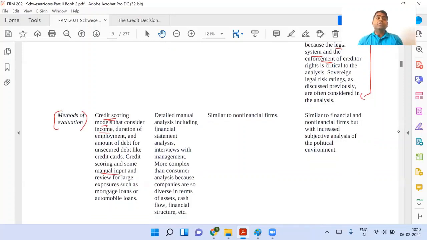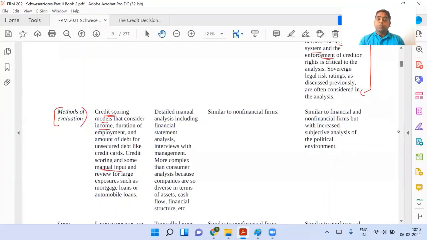They will also be checking what is the collateral available. In case of a mortgage loan or a home loan, they will look at what is the value of this home, what is the value of the car. So that is primarily going to also get checked. So that is the first section.